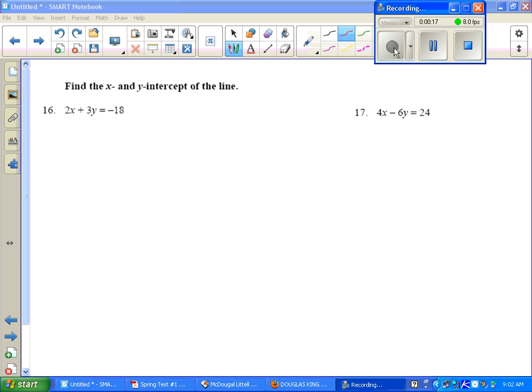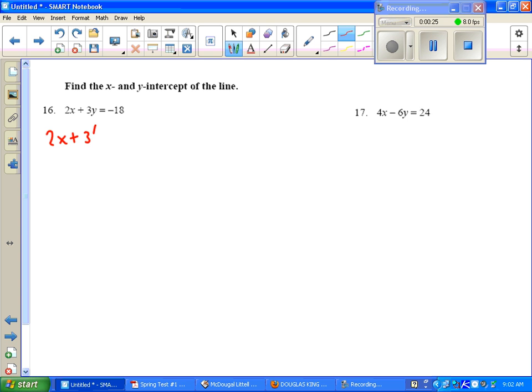In order to find your x-intercept, you need to plug in 0 in place of y. So what you have is 2x plus 3 times 0 equals negative 18. Anytime you multiply anything times 0, it cancels it out. So what you're left with is 2x equals negative 18. And to get x by itself, you divide by 2 to cancel it out. If you divide the left by 2, you do the same thing to the right. X-intercept equals negative 9. That's your x-intercept.